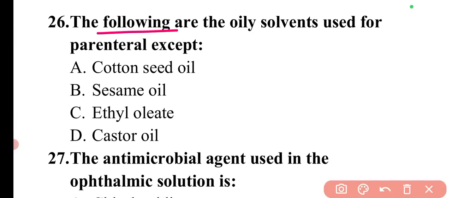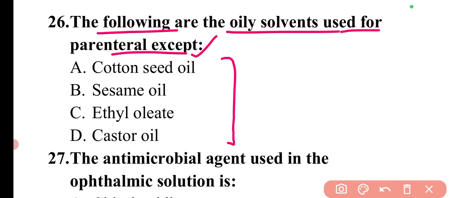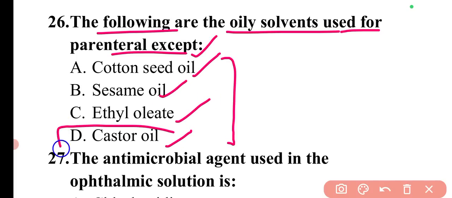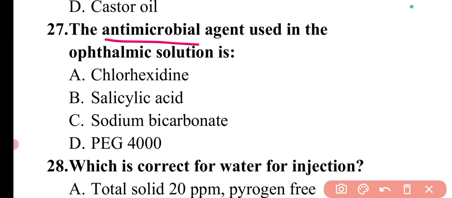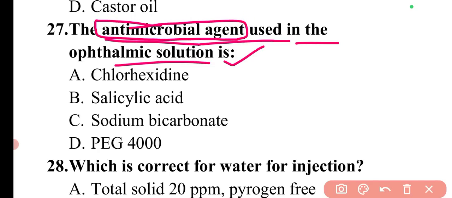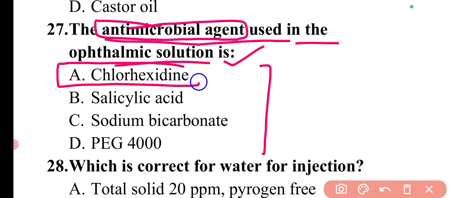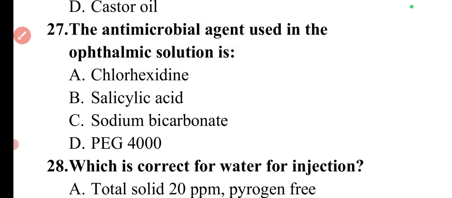Next question is, the following are the oily solvents used for parenterals except. So which oily solvent is not used in parenterals? Cottonseed oil, sesame oil, ethyl oleate, castor oil. So castor oil is the one which is not used as a solvent for parenterals. So here option D is correct. Next question is, the antimicrobial agent used in the ophthalmic solution is. So which antimicrobial agent is used in the ophthalmic solution? This antimicrobial agent is chlorhexidine. So option A is correct.